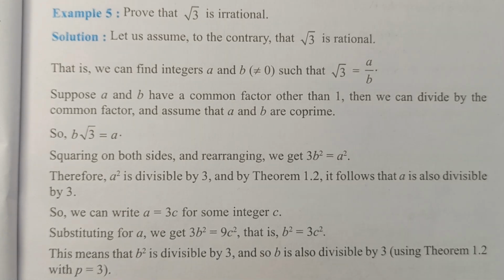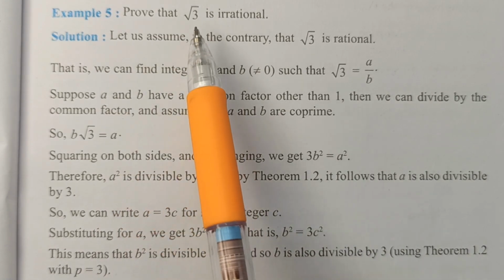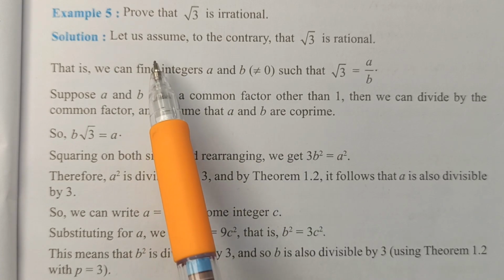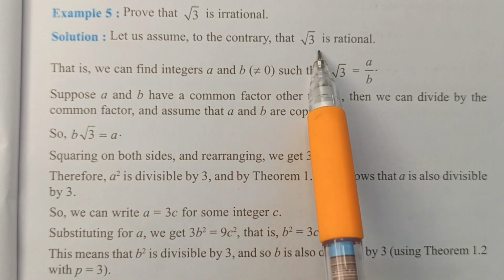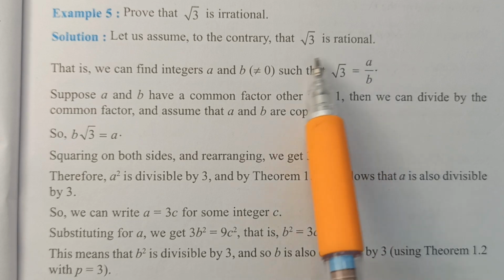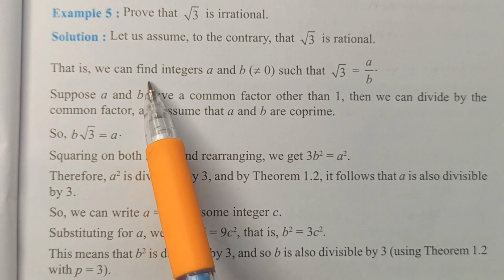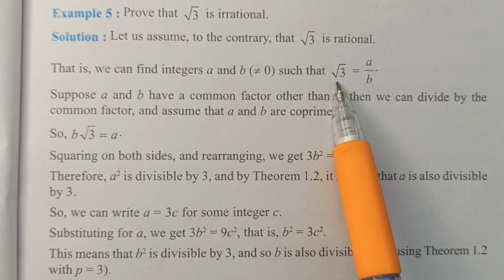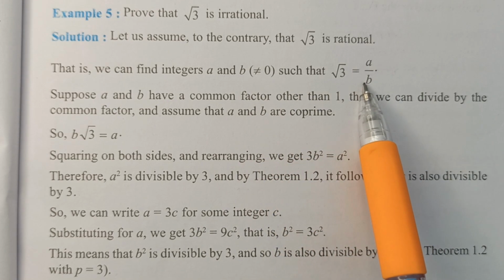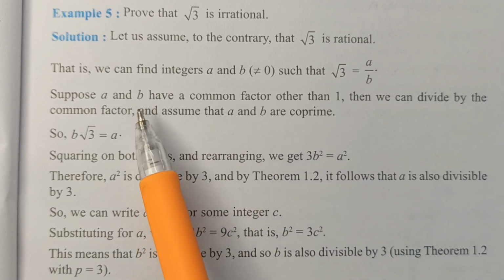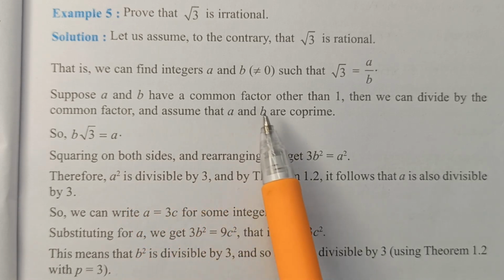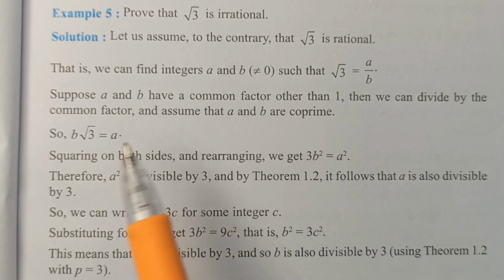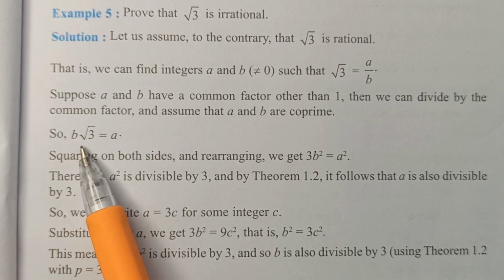Similarly, another example: root 3 is irrational. So let us assume to the contrary that root 3 is a rational number. Then we have integers a and b such that root 3 equals a divided by b. Suppose a and b have a common factor other than 1, then we divide out the common factor and assume that a and b are co-prime.